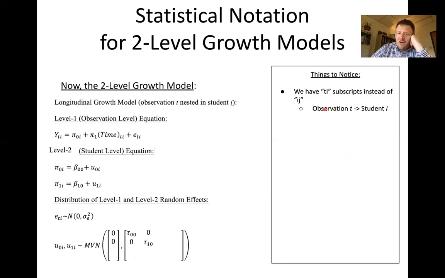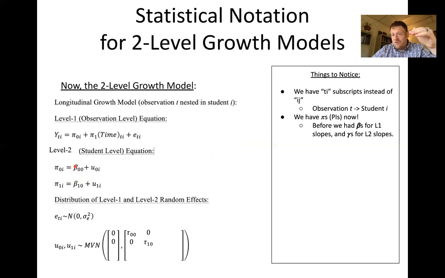Now we have observation T nested within student I, because we have multiple observations collected over time that are nested within student I. And our level 1 predictors are actually pi's, just like in a 3-level model. So pi's are the within person predictors. And before those were betas when we talked about individual level predictors. And the individual level predictors are still betas because now the individual level is just a level higher. It's at level 2 instead of level 1. And if we had a level 3, we would get our gammas. So that pattern still holds the same. Everything basically moves up a level. So we have pi's at level 1, betas at level 2.